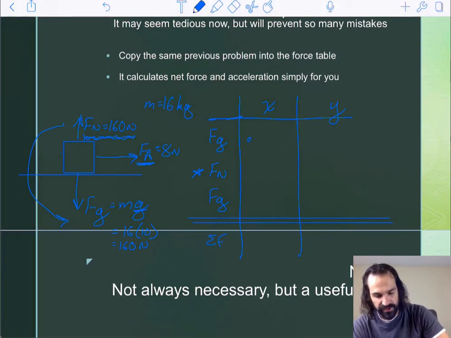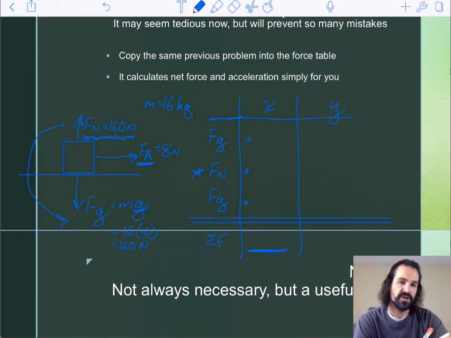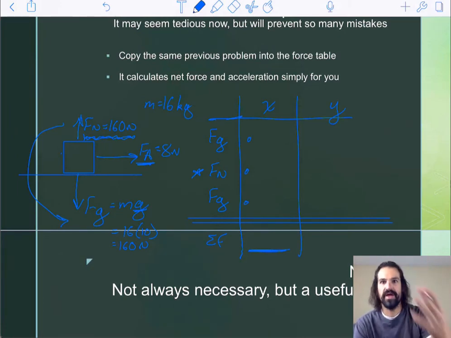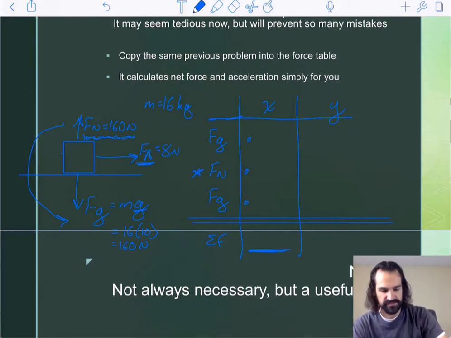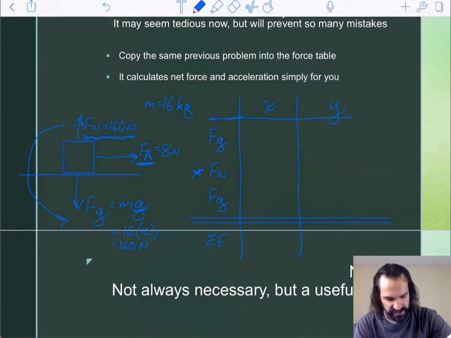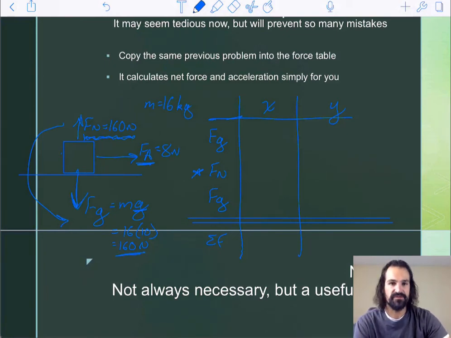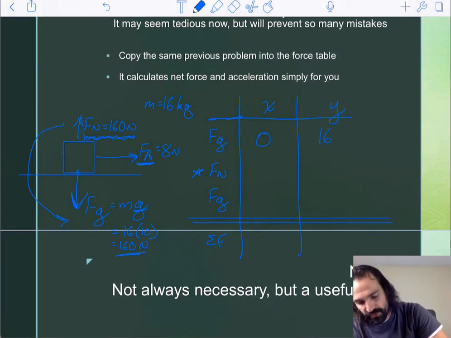So if we know the weight, we know the normal, and we know the force of gravity, we can figure out net force. And the other thing I want to point out is that first column is all x components, and the second column is all y components of this force. So right here, we have how much of the weight is horizontal. Well, let's look at this. Force of gravity, there's 160 newtons downward, and none of it is to the left or right. So the x component is going to be 0. The y component is down, and that's going to be 160 newtons.